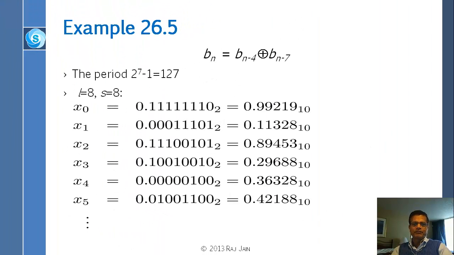Right? Here is an example. So we have this generator, Bn is equal to Bn minus 4 exclusive or Bn minus 7. This is the generator that we were using before in the example. And we take L is equal to 8 and S equal to 8. So we are just going to take 8 successive bits. So the first 8 bits make x0, the second 8 bits make x1, and so on and so forth. Okay, so we have both binary representations for the fractions and the decimal representation. That's what we are more used to.